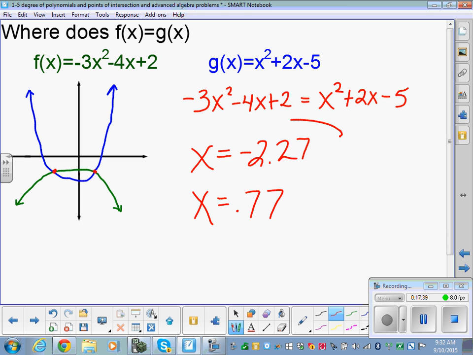So I solved for x, guys. I chose to do it graphically. You could have done it algebraically, and you would have got the same answers. You would have got prettier answers if you would have done it algebraically. But with something like this, I'll take that answer.